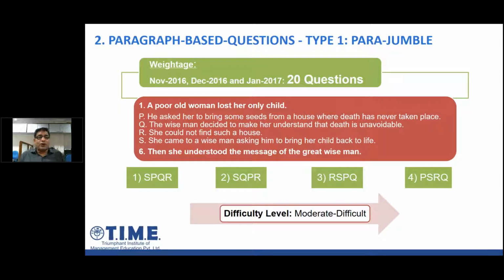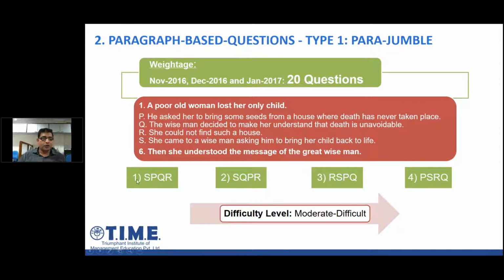Q says, the wise man. Now we understand. Okay, the wise man. You see, the wise man decided to make her understand that death is unavoidable. Now, any clever student who knows enough language will immediately understand that the sentence which says he should come after the sentence which says Q, not immediately after. But you cannot have a sequence where P is coming before Q. Okay, PQ is not possible.